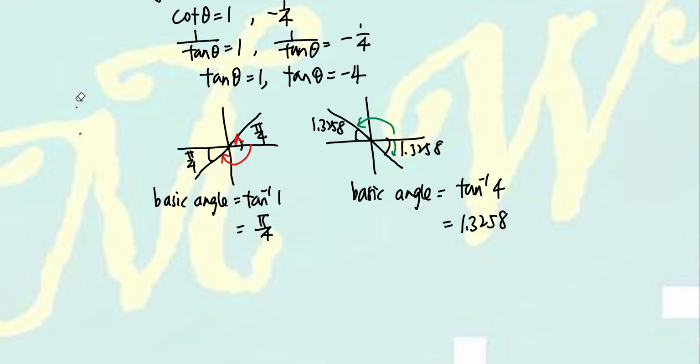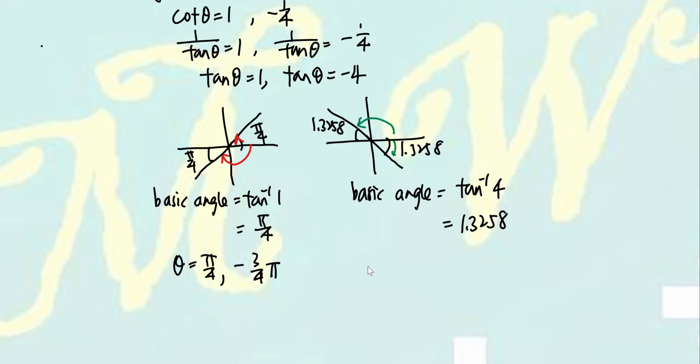So now here I will be getting my theta as pi over 4, and the other one is basically negative 3 over 4 pi, because one horizontal line is pi, so the value itself will be pi minus pi over 4. That's why 3 over 4 pi.